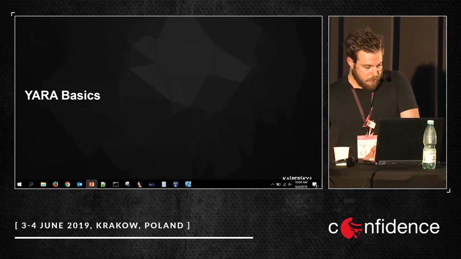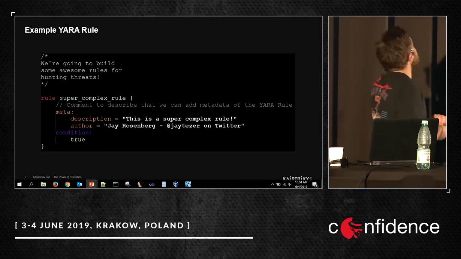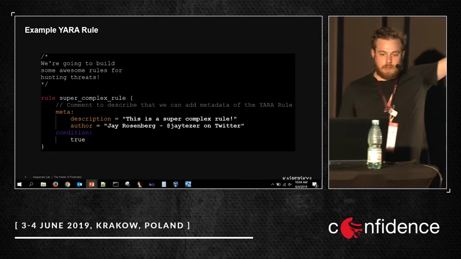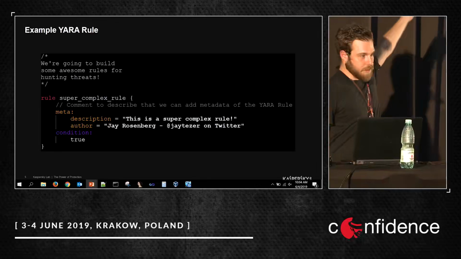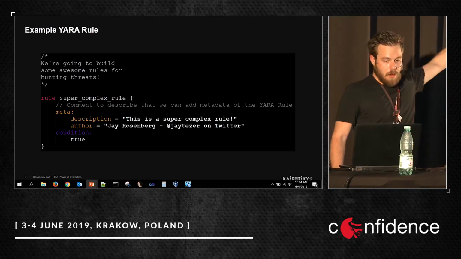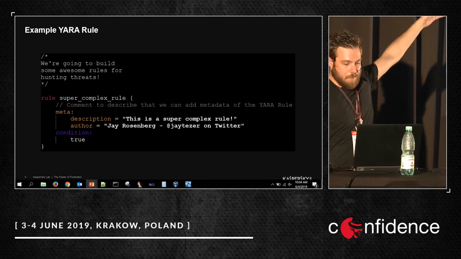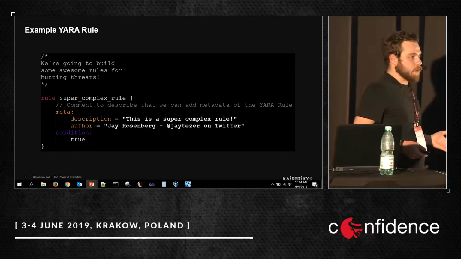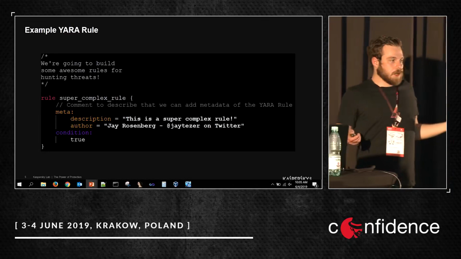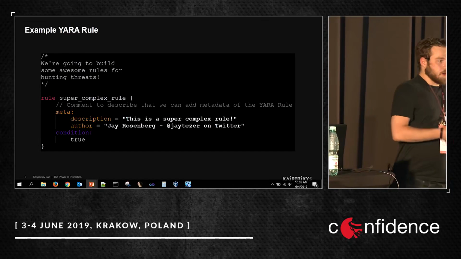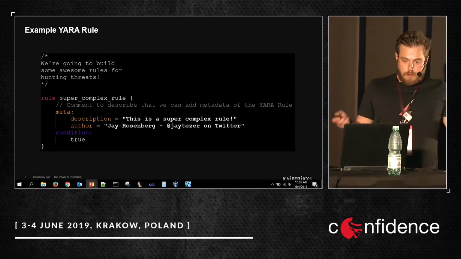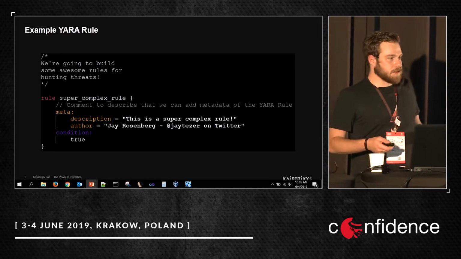So, YARA basics. This is just the basic syntax for a YARA rule on the top, demonstrating a C-style comment. You see you have the rule, the name, you can add some comments, some metadata, and a condition. Now, the metadata is actually really important, because you don't know where your rule is going, and if you don't add comments and metadata, someone else who picks up your rule might not know what it's used for. So it's always good to add some information to your rule.